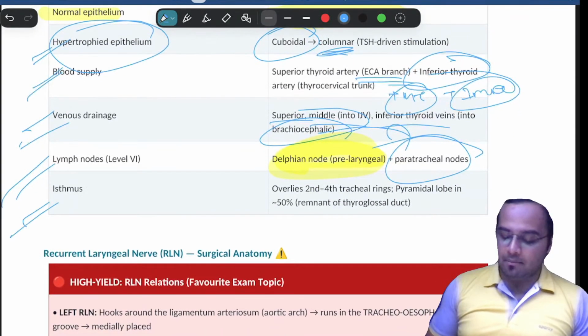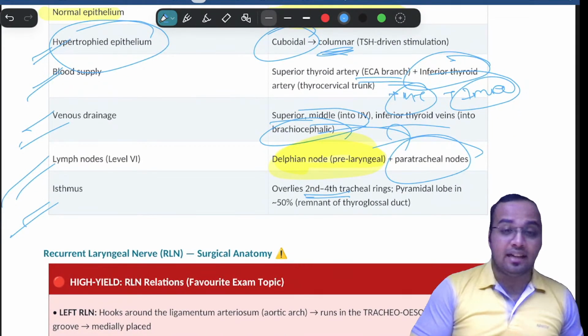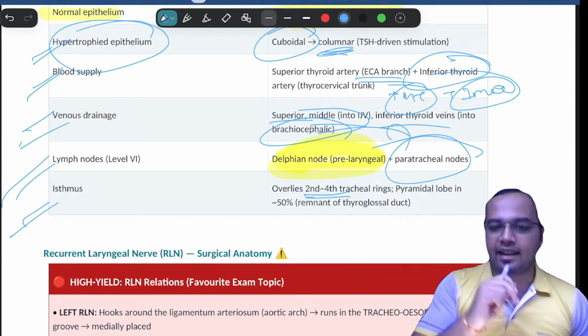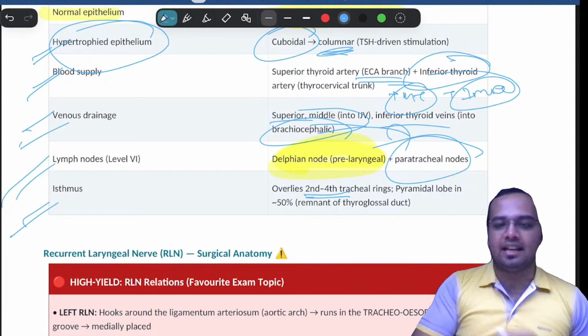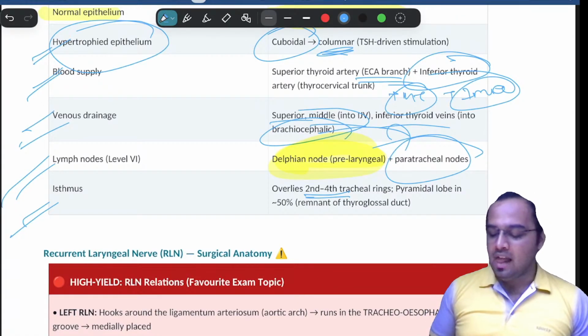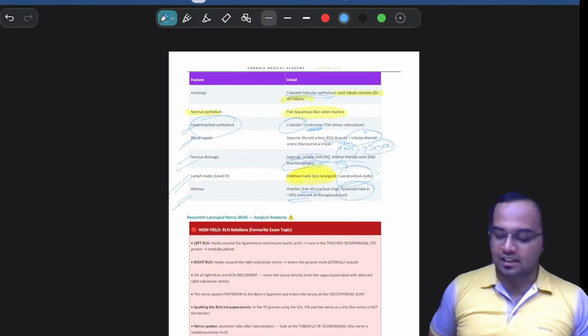And the isthmus, remember, lies along the second and third tracheal rings. So whenever you are doing an elective tracheostomy at the tracheal 2 and tracheal 3 region, at that time you might have to cut the isthmus electively. So the isthmus can be cut electively and then the tracheostomy can be done. And a pyramidal lobe might be present in 50% of people.